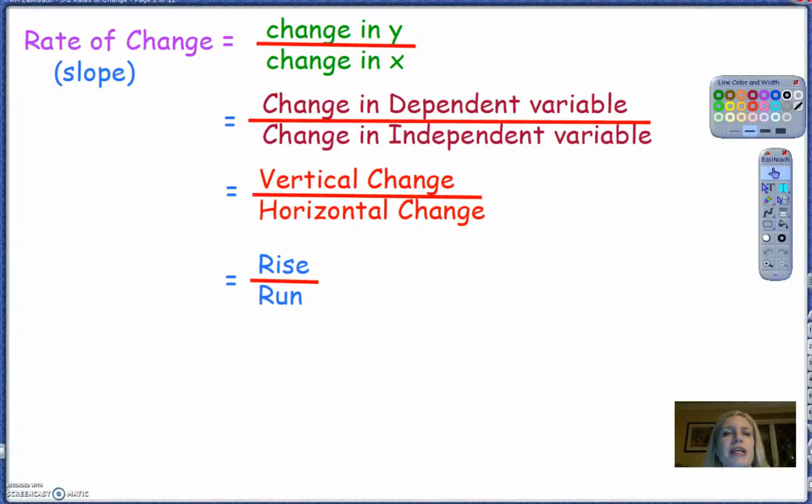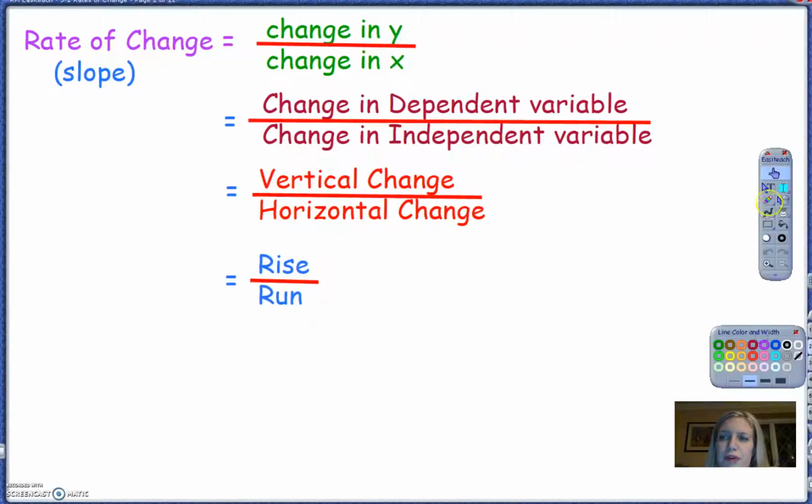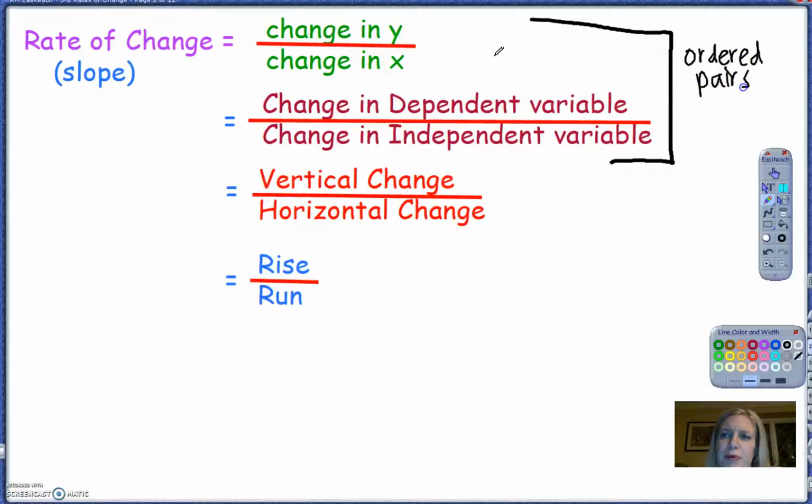Okay, so rate of change. All of these things listed here are the ways to find the rate of change. The first two that are written down, these are going to be ways that you're going to find the rate of change using ordered pairs or a table. Sorry, I'm holding my computer up and it's hard to write at the same time.